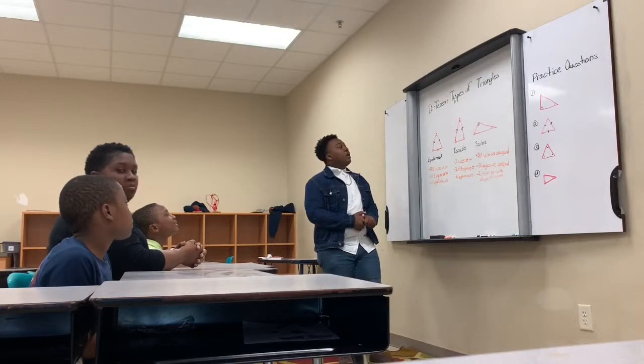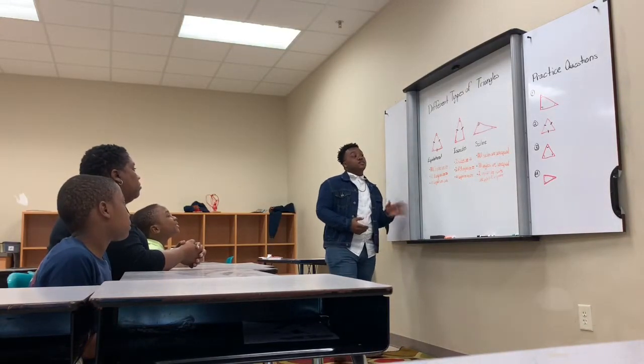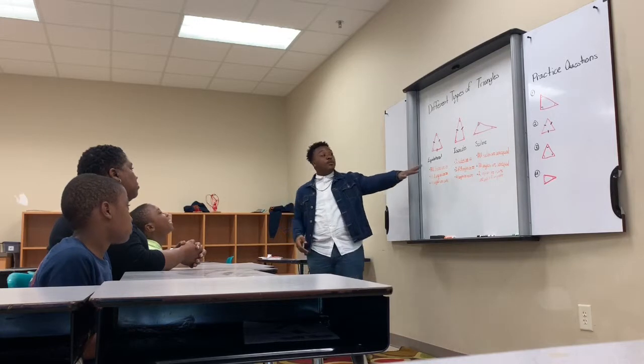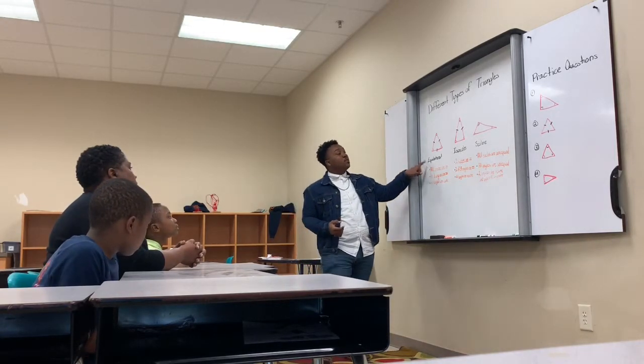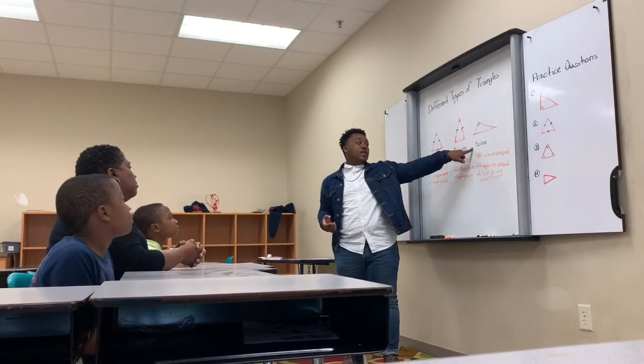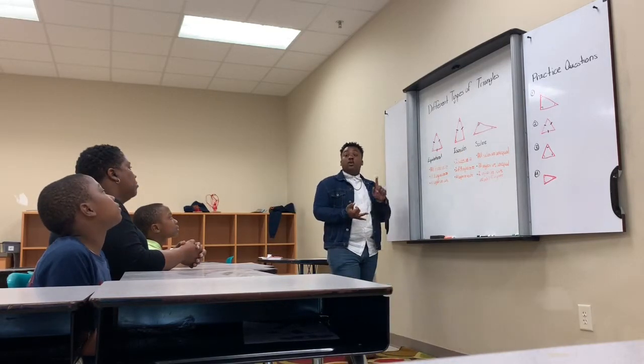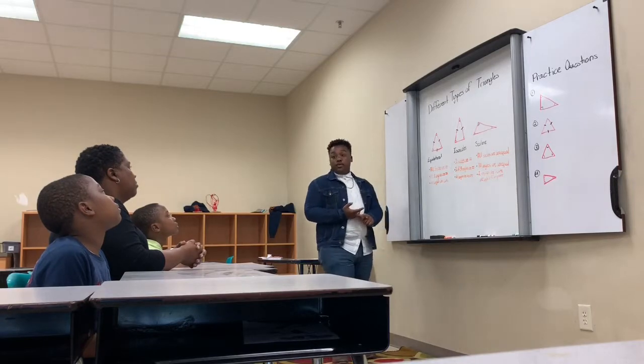So today we are going over the different types of triangles. Today I only have 3 up here, but there are actually 6 different types of triangles. There are equilateral, isosceles, scalene, and then you have obtuse triangles, right triangles, and acute triangles, okay?